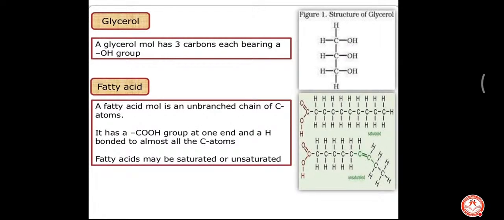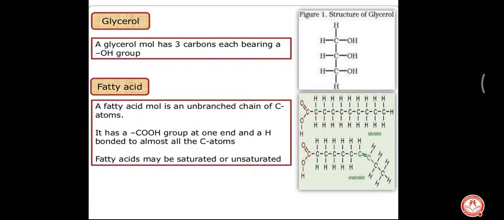First of all, glycerol. A glycerol molecule has 3 carbons, each bearing an OH group. You can see in the figure the structure of glycerol, and a fatty acid. A fatty acid molecule is an unbranched chain of carbon. It has a carboxyl group at one end and hydrogen bonded to almost all the carbons.